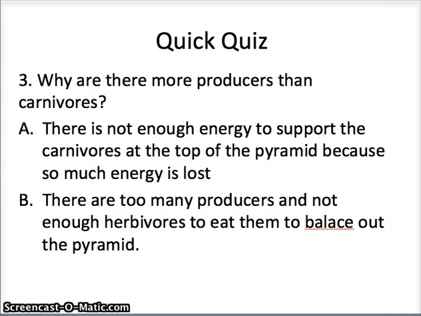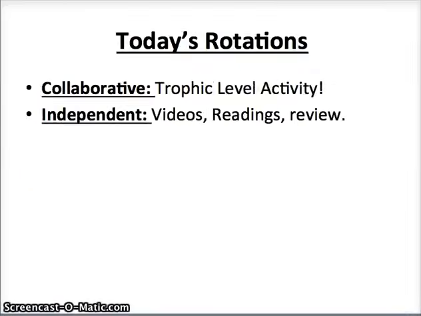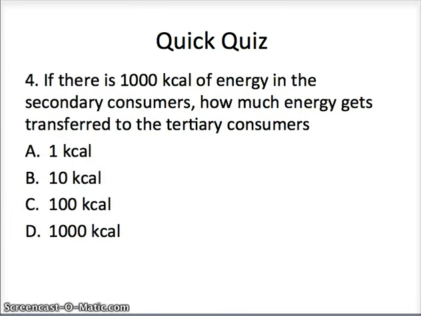lost. Remember that in the pyramid here, you can see at the very top, because so many kilocalories are lost, there's only 1 kilocalorie available per hawk, whereas down here there's 10,000. So as you move up, there's less and less energy, and so there's not enough energy to support a ton of hawks.